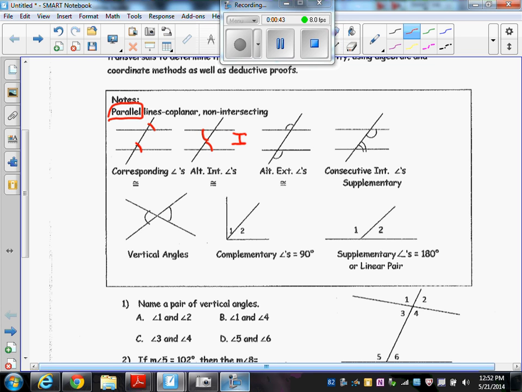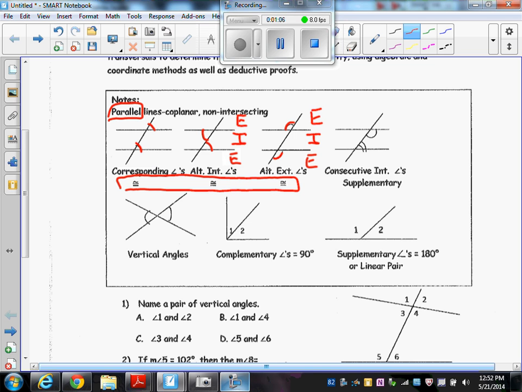Remember, we have the inside of the parallel lines, which we call the interior, and outside, which we call the exterior. We also have alternate exterior angles, which will be congruent. Again, they're on the exterior of the parallel lines. These three are all congruent. If they're not congruent, the lines are not parallel.